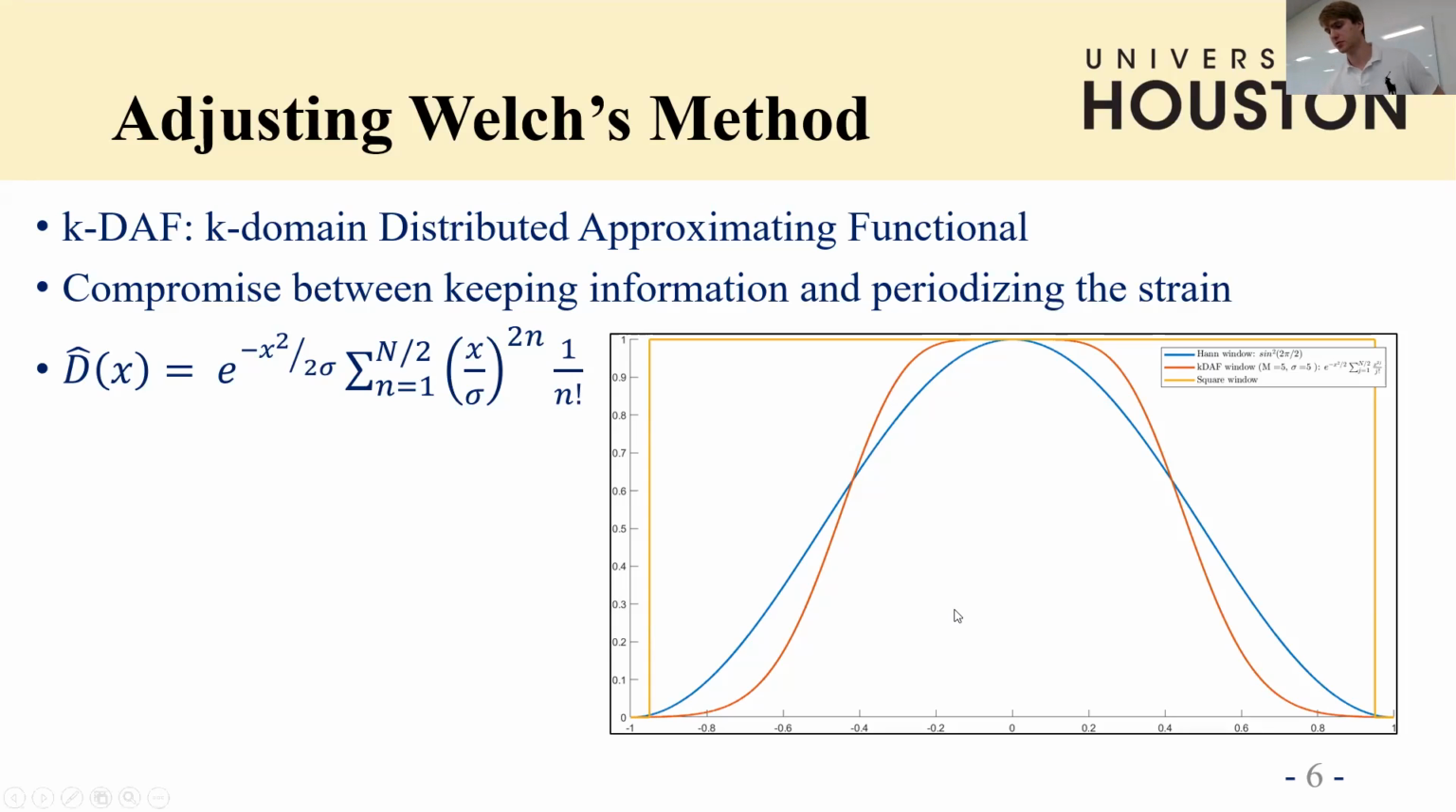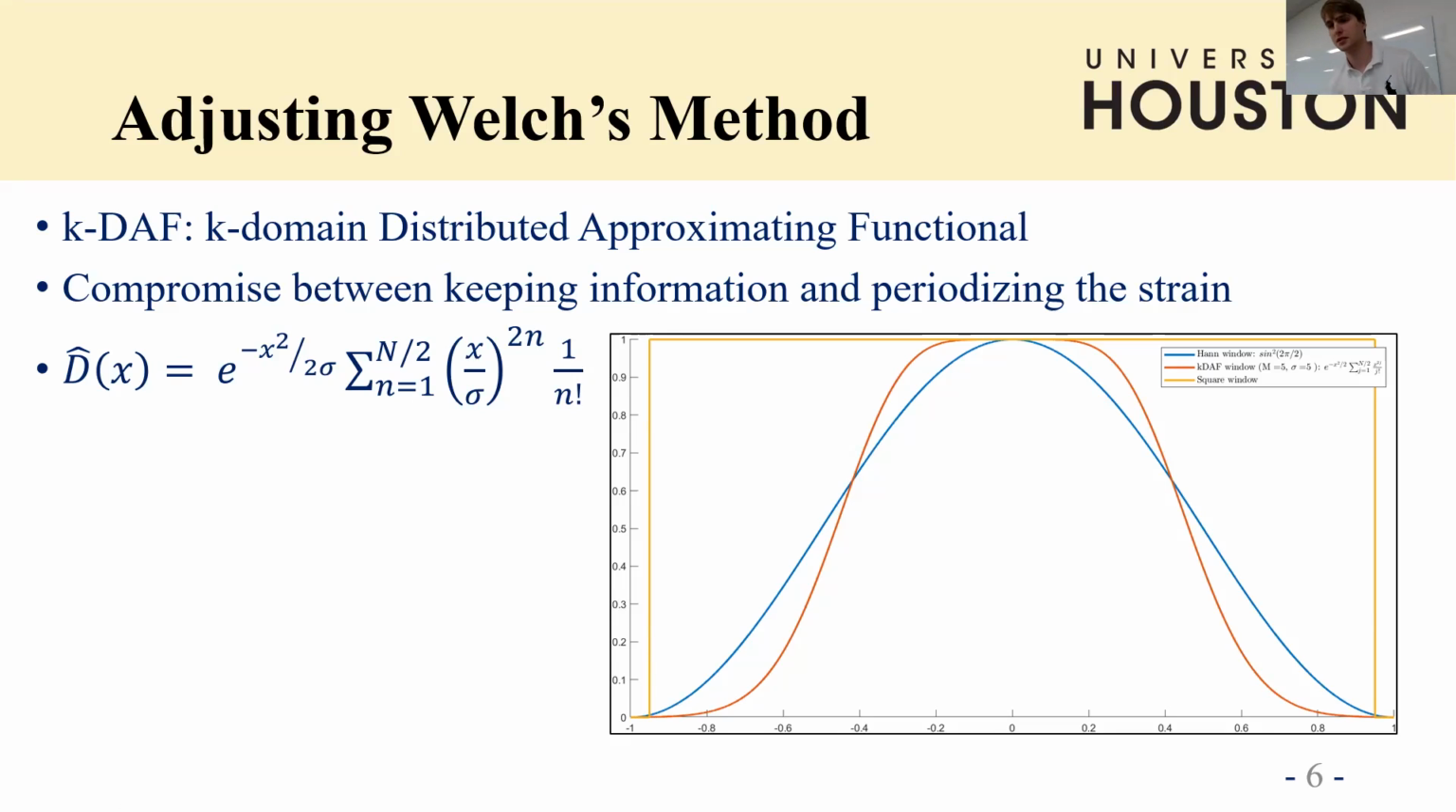So this is where we introduce what's called the kDAF, or the K-domain distributed approximating functional. I don't have enough time to get too much into the detail of it, but it's important to note that the function uses two parameters. One is the sigma right here, which is the standard deviation of the Gaussian. And the other is this n/2, which is the truncation of the sum. You can use these two parameters to essentially tune the window and adjust it to get a certain SNR.